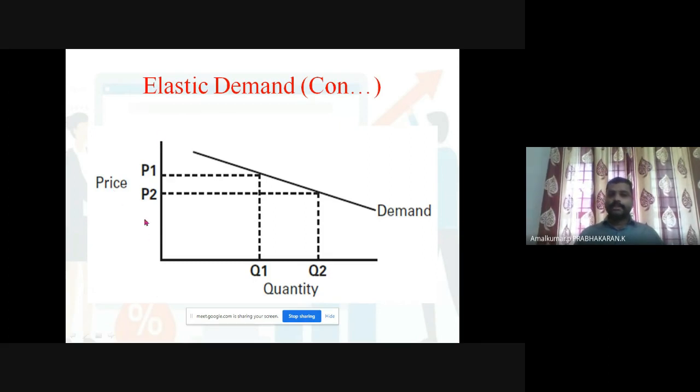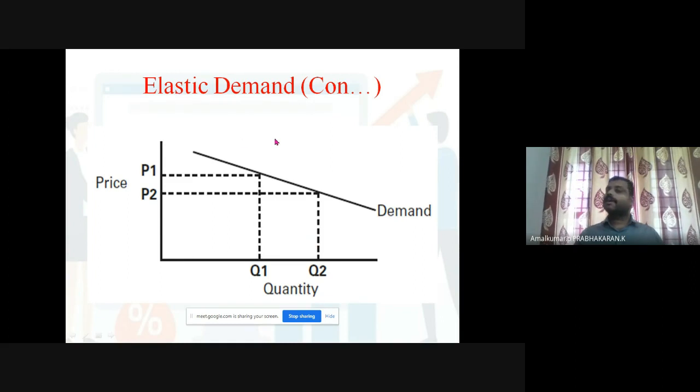The x-axis represents the quantity purchased, and the y-axis represents the price of the commodity. The price is at P1 and the quantity demanded is Q1. A small decrease in price happens, the price falling to P2. This creates a large increase in the quantity demanded. The quantity demanded moves to Q2. A large improvement is there.